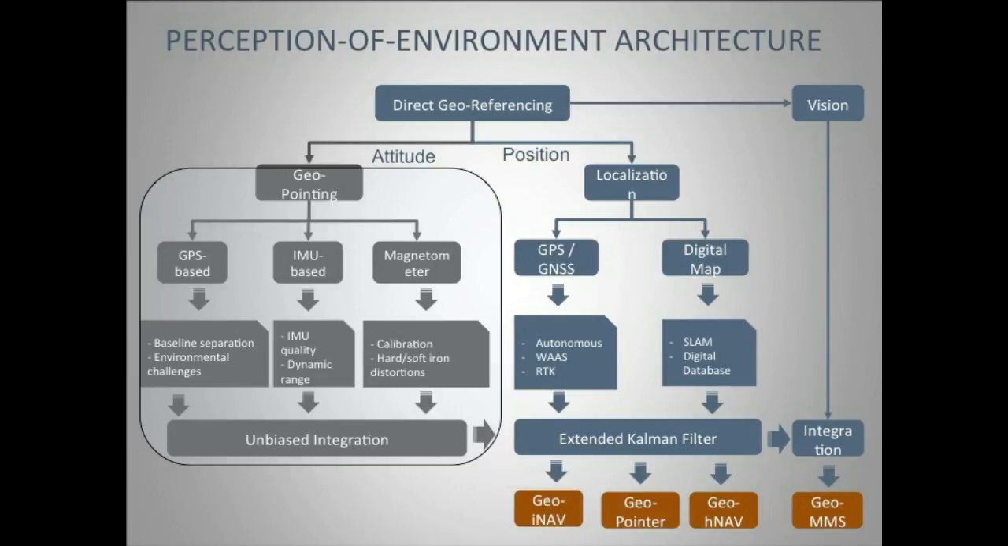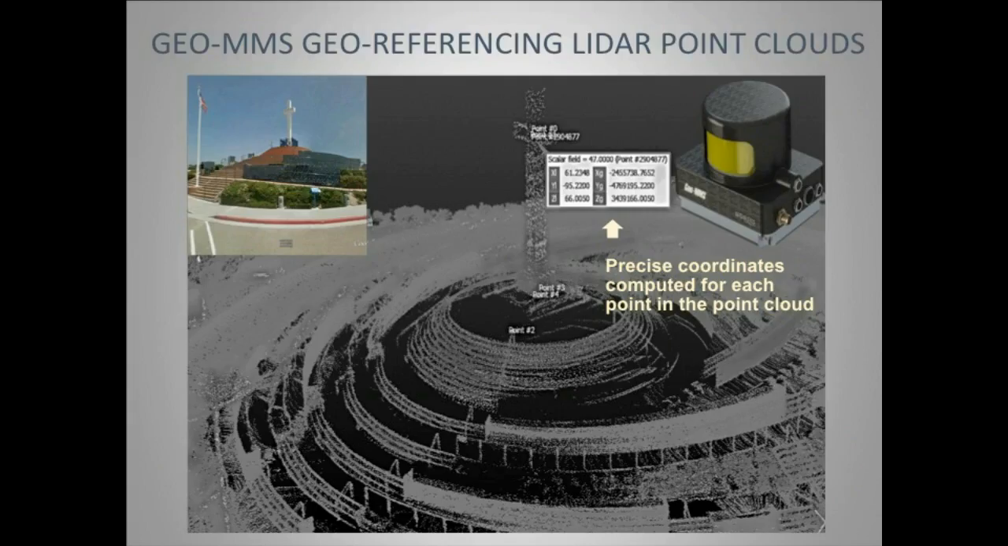So direct georeferencing of LiDAR point clouds. This is similar to what we saw. We have a UAV that's carrying a mobile mapping platform. It flies over, in this case, a monument that we have here in San Diego called Mount Soledad. And the laser scanner provides us very dense point clouds. And using the geopointing information that we get out of our geopointing capability, we're able to directly georeference those point clouds and provide very accurate coordinates for each of the points in the point cloud.